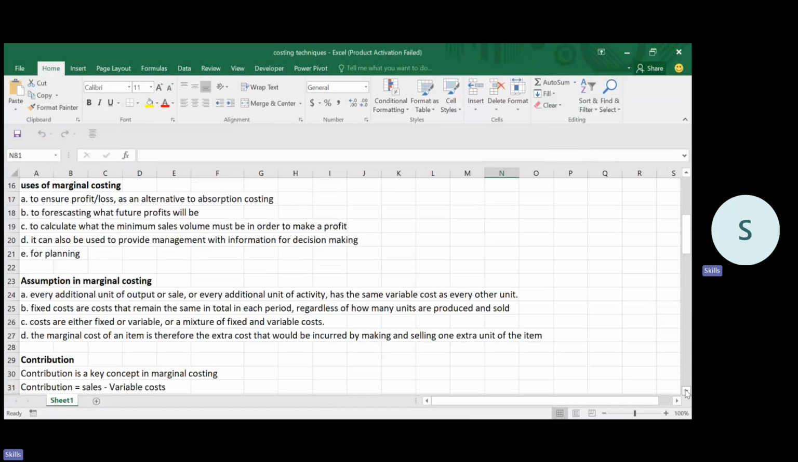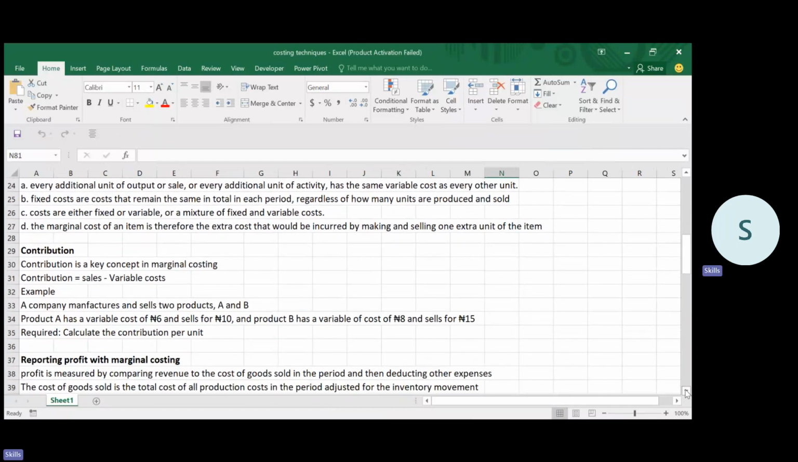Then contribution in marginal costing is a key concept. In marginal costing, you determine contribution, and some of the decisions will be around the contribution. What is contribution? It means sales minus variable cost. If you take the variable cost away from sales, what will be left is the contribution.